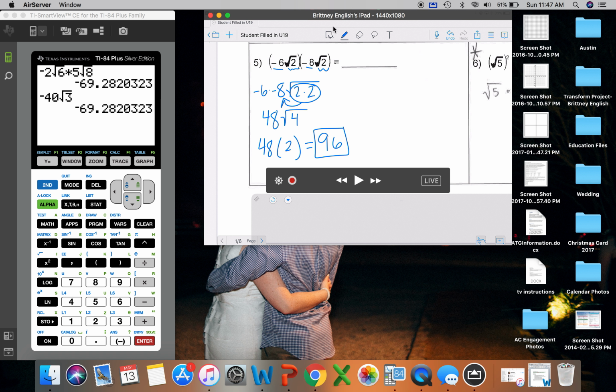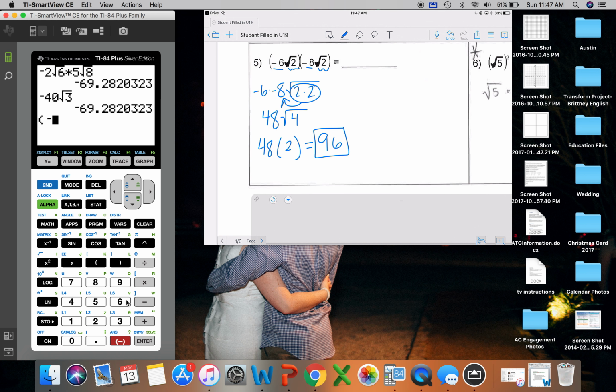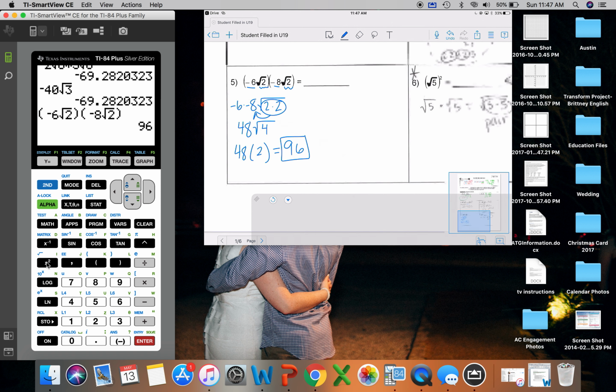So there are some where you could very quickly plug this into the calculator. Negative 6 square roots of 2 and negative 8 square roots of 2 is 96. So there are some that you can very quickly plug into the calculator.